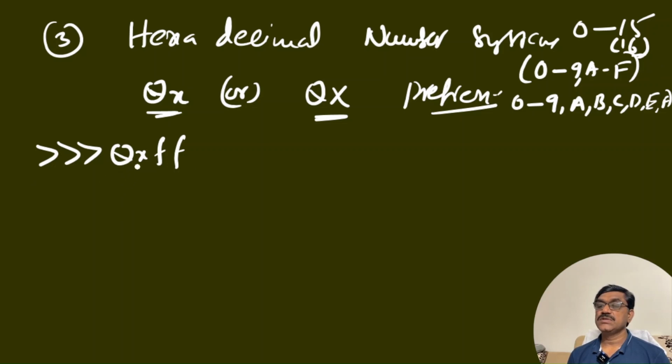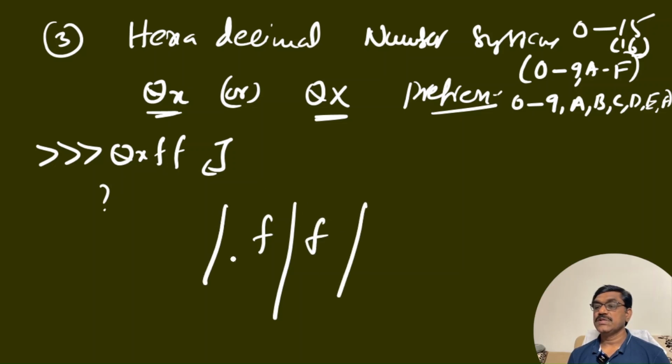Now when you take 0xFF, what is the output we are going to get? To see this, again do the same process. Take F, you can use capital F or small f. Again take F. What is the base for F? 16. You start from 16 to the power of 0, 16 to the power of 1.